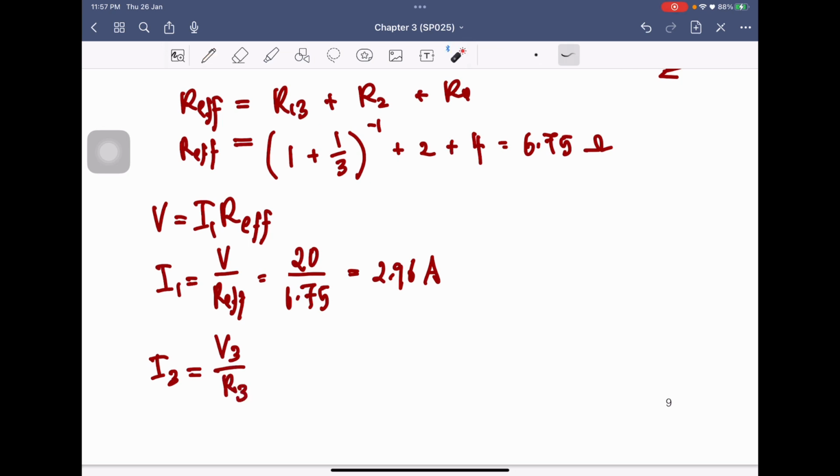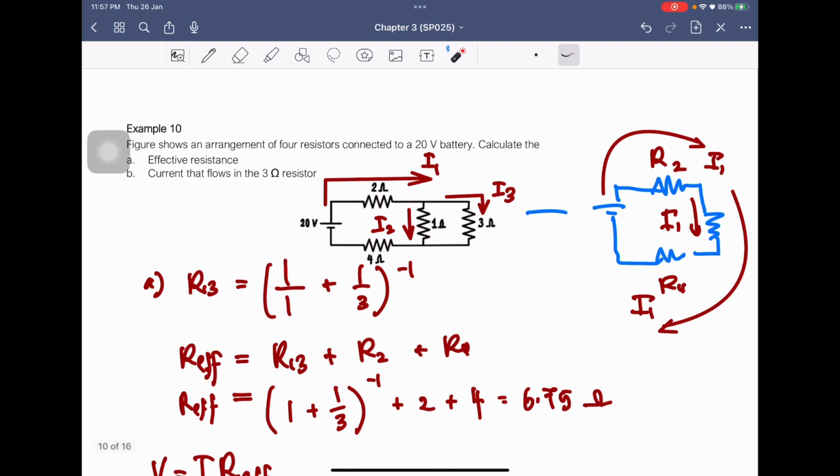Okay, so what is missing here? We don't have the value of V3. What is V3? V3 is the voltage across this resistor here. Okay, so each of these has its own value of voltage. Okay, they don't have the same value of voltage. Okay, so how do we find that?